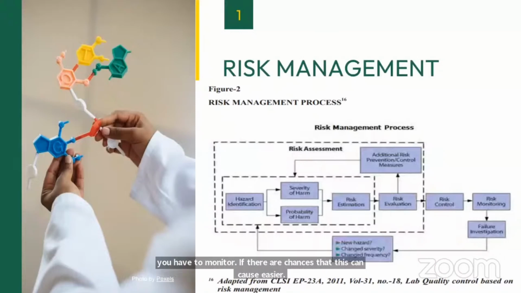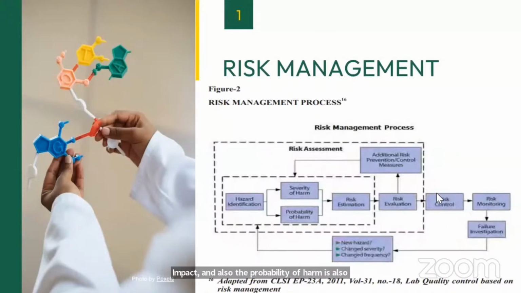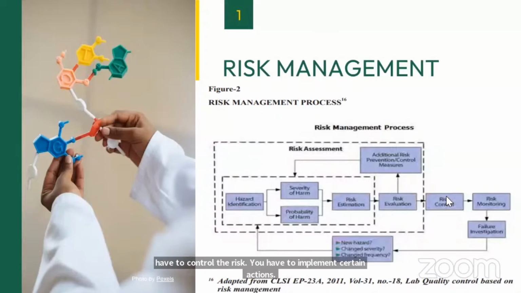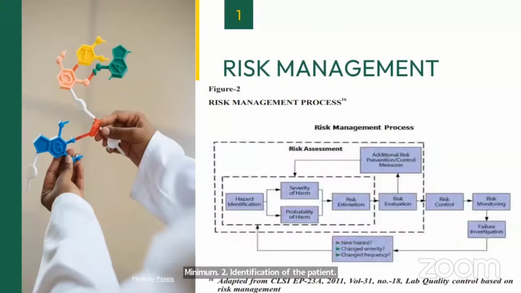If there are chances that this risk can cause severe impact and the probability of harm is also higher, then it will be categorized as moderate to severe risk. You have to control the risk, implement certain actions, put certain protocols in place: double checking of the patient, positive identification of the patient, a minimum of two identifiers for the patient. Like that you have to put risk control measures in place. Then you have to monitor those activities, to see whether, after putting all these things in place, there are still any chances of patient misidentification. So you have to keep monitoring.